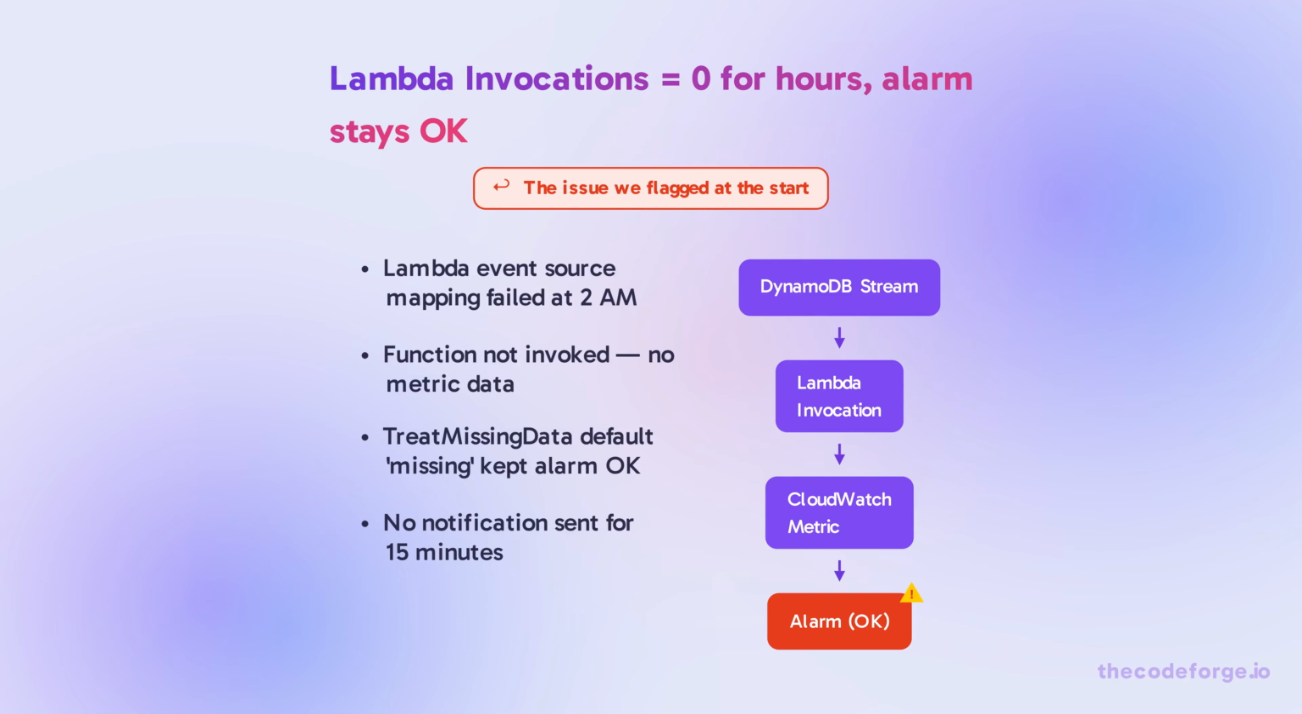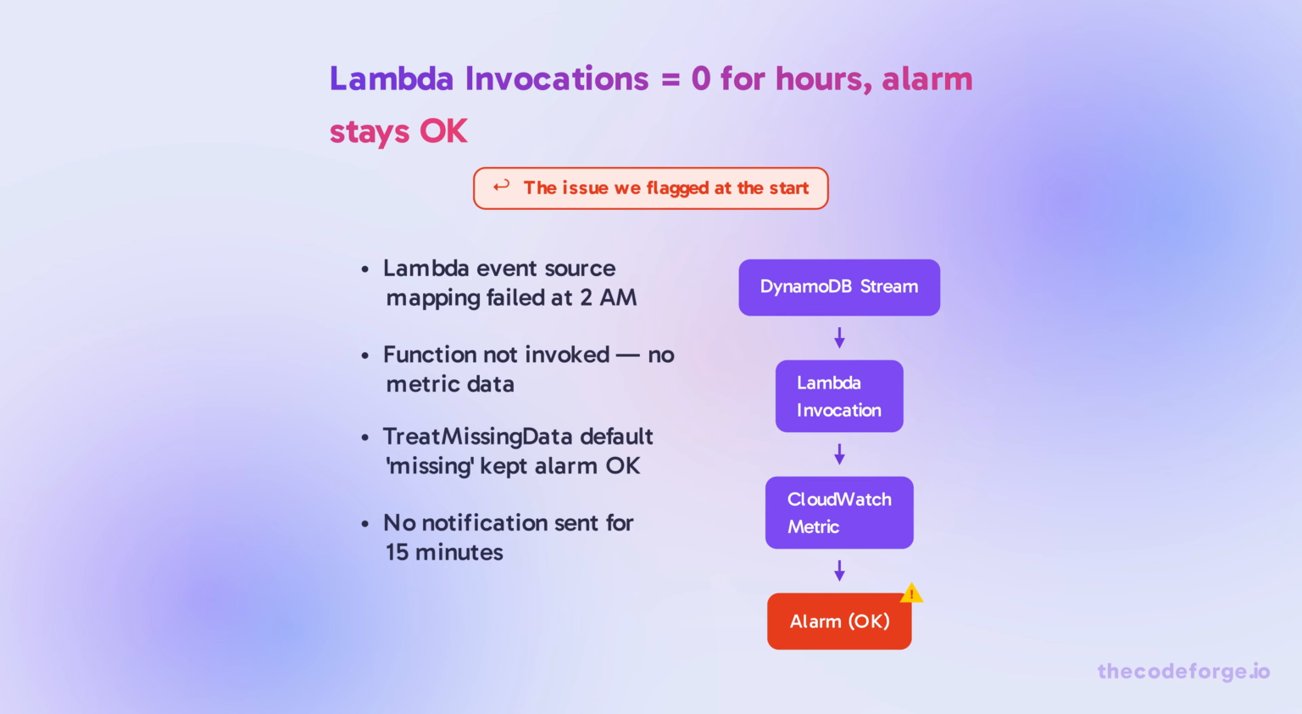This is the same issue we highlighted at the start. Here's exactly why that happened. The Lambda's event source mapping failed at 2 a.m. due to revoked DynamoDB stream permissions. The function wasn't invoked at all. CloudWatch stopped receiving any metric data points.